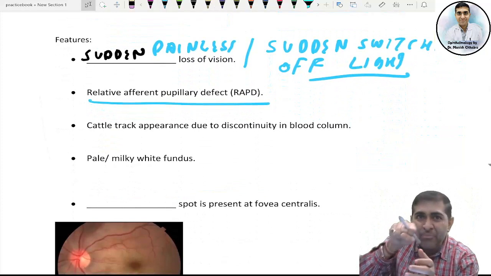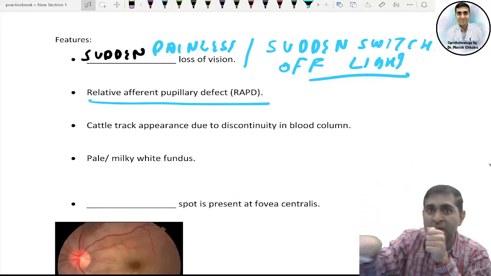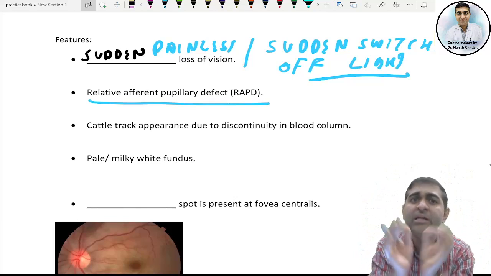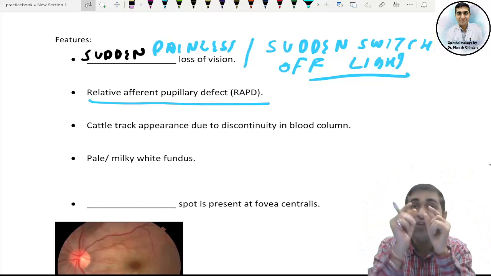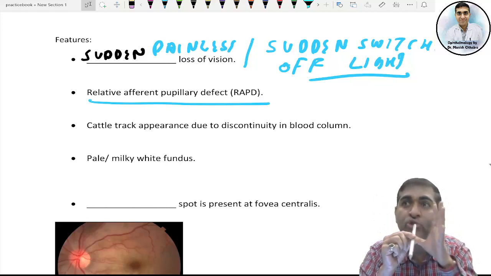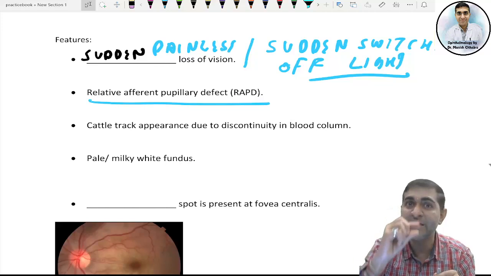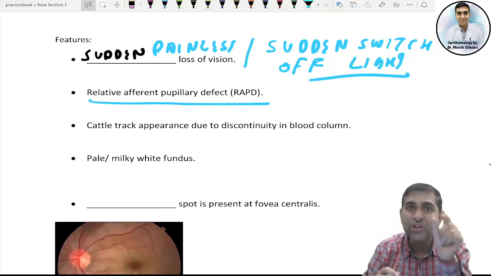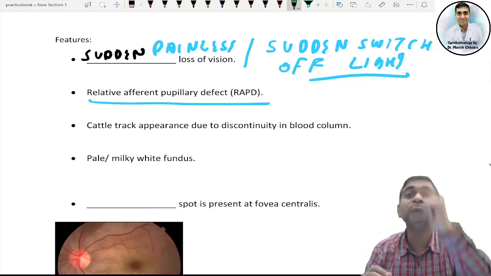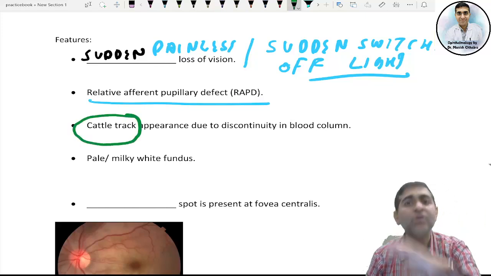Now when the blood supply is completely obliterated, all the vessels, superiotemporal and further branches, superionasal and further branches, inferiotemporal, inferionasal, the blood inside these vessels will form columns, like when you sip a soft drink with a straw. The moment you stop sipping, you see small columns of the soft drink, the small columns of cola that you see in the straw. Similarly, you will see small blood columns in the branches of the central retinal artery. Those small columns will give you an appearance of cattle truck. So you call it cattle truck or cattle track.